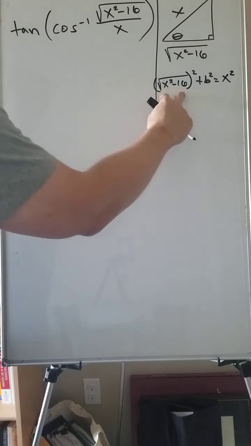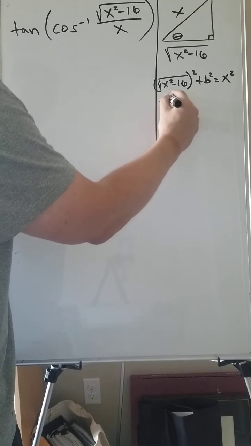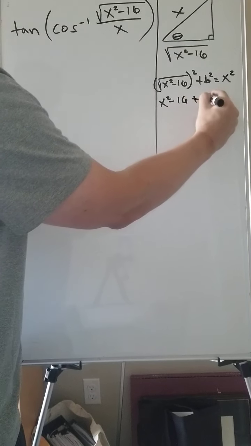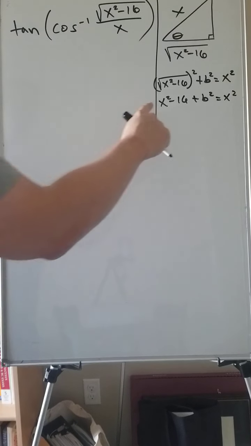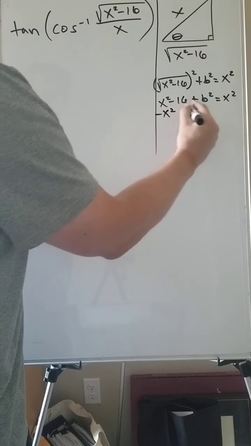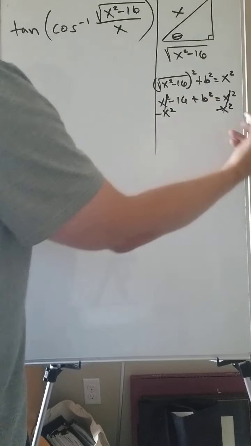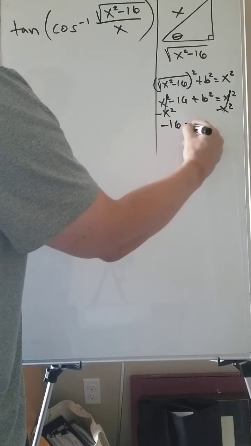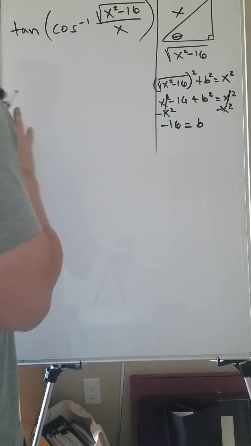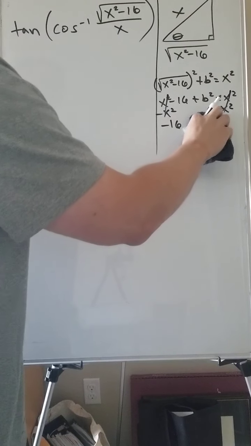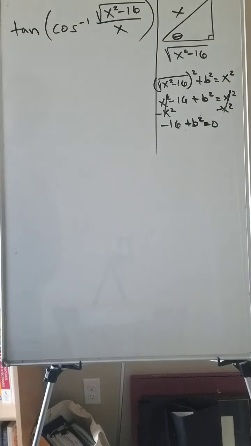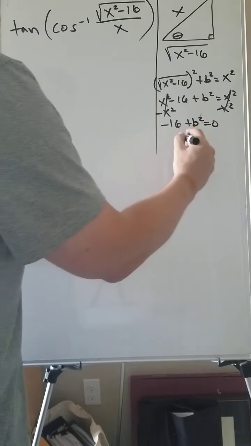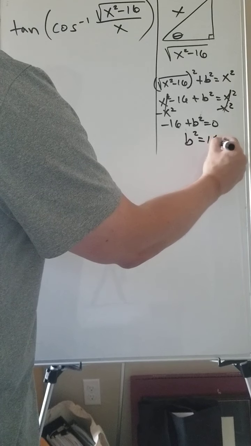If I square the square root, they cancel each other out. I just get x squared minus 16 plus b squared equals the x squared from the other side. If I subtract x squared on both sides, they make 0 on both sides. So now I get negative 16 plus b squared equals 0. I'll add the 16 to the other side, so b squared equals 16.